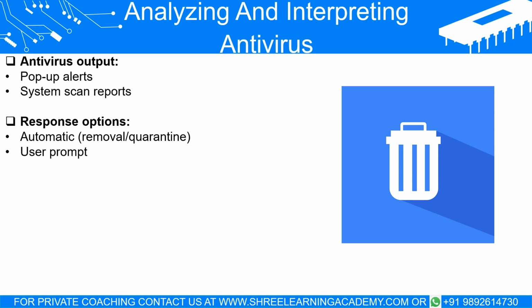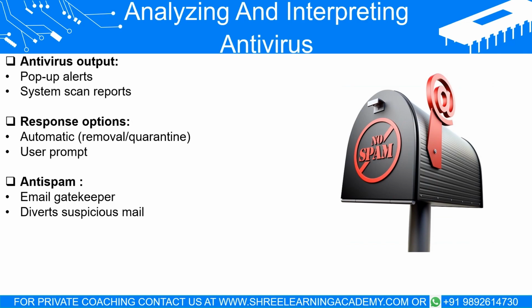Response options for detected threats. Upon identifying a threat, antivirus software can be configured to respond in two ways. It can automatically remove or quarantine the threat, or it can prompt the user to decide the appropriate action. This flexibility is crucial because while automatic responses can provide instant protection, user prompts offer more control, especially in cases of false positives when legitimate software is mistakenly flagged as malware.